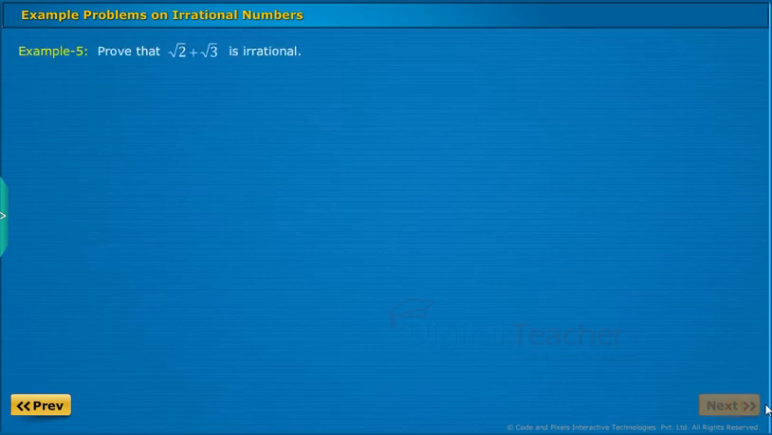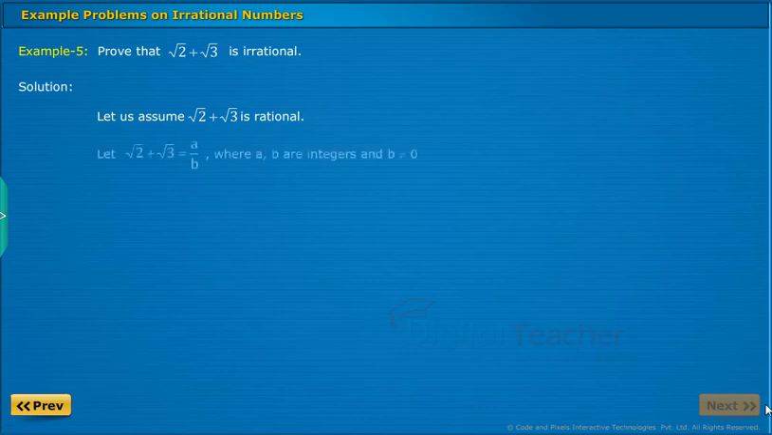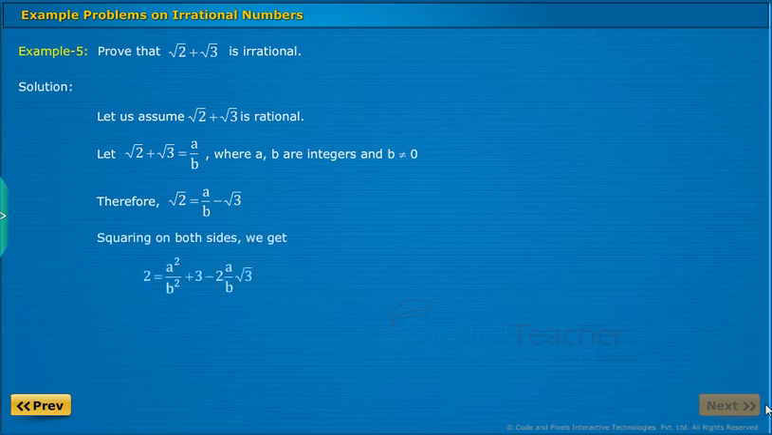Example 5. Prove that root 2 plus root 3 is irrational. Solution. Let us assume root 2 plus root 3 is rational. Let root 2 plus root 3 be equal to a by b, where a and b are integers and b not equal to 0. Therefore, root 2 is equal to a by b minus root 3. Squaring on both sides, we get as shown. Rearranging the above equation, we get as follows.